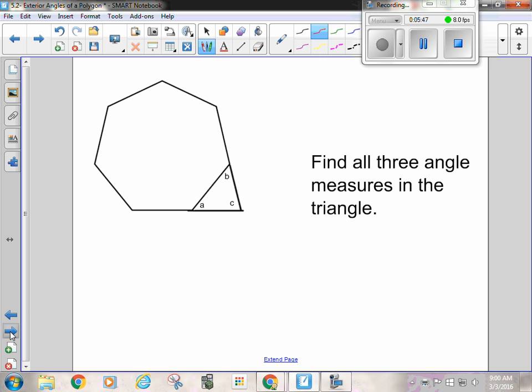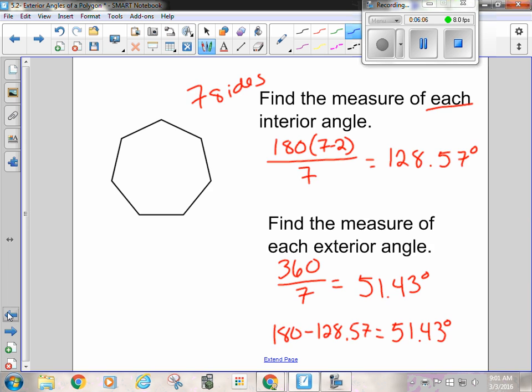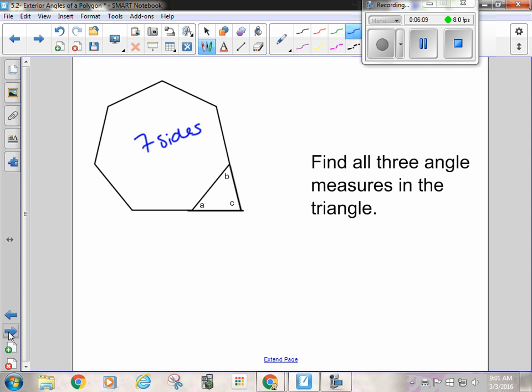Okay, so find all 3 angle measures in the triangle. They don't give me any measurements, so that means I have to use my knowledge about polygons that we already have. If I look, this big one is 7 sides again, so that's a heptagon, like we just looked at. We found the interior angle was 128.57. We found our exterior angle. So A is going to be 51.43. And B is an exterior angle for it, so that's also 51.43.